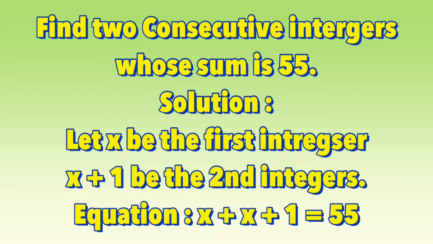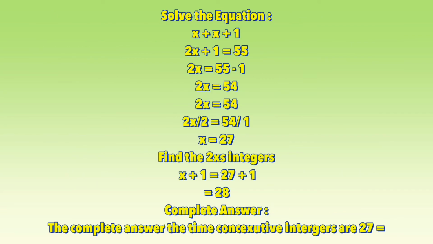Then next, we're going to solve the equation. X plus x plus 1 equals 55. Then combine like terms. X plus x equals 2x plus 1 equals 55. Then we're going to transpose the positive 1 to the right side of the equation, becomes negative 1, and the left side equals 2x. Then 55 minus 1 equals 54, and the left side we have 2x. Then since we're going to solve for x, we're going to divide both sides by 2. 2x divided by 2 equals x, 54 divided by 2 equals 27.